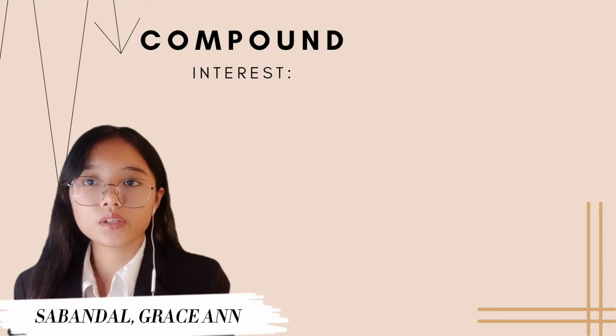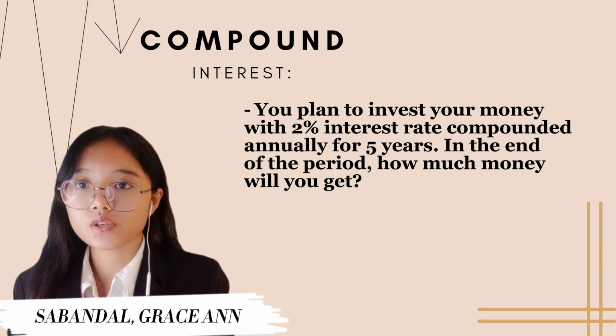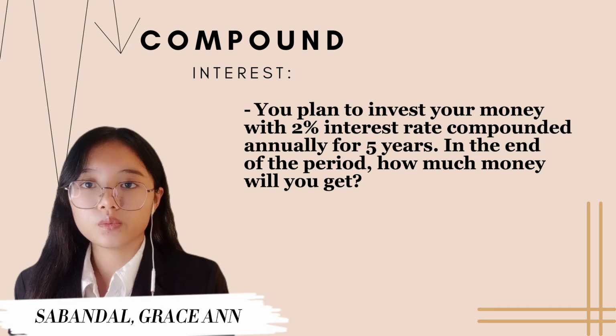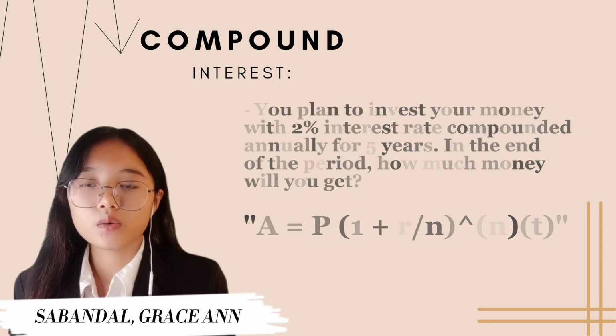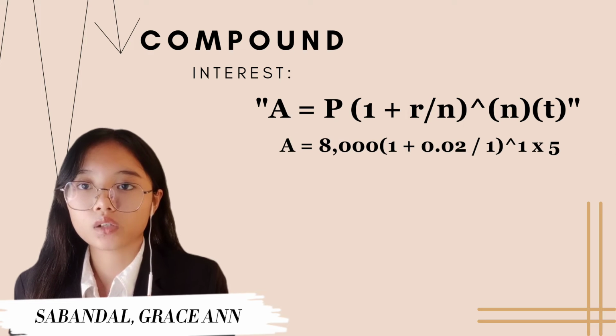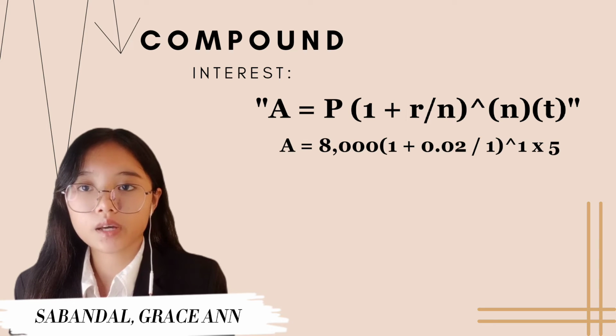For instance, we will use the problem given in the roleplay previously. You plan to invest your money with 2% interest rate compounded annually for 5 years. At the end of the period, how much money will you get? Using the formula A is equal to P times 1 plus R divided by N raised to the power of N times T, we are going to substitute the values and we will have A is equal to 8,000 times 1 plus 0.02 divided by 1 raised to the power of 1 times 5.